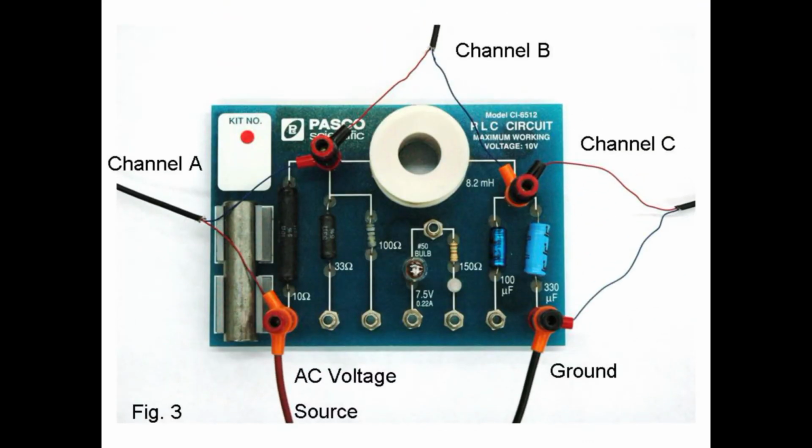Here is the basic circuit setup. The AC voltage source is applied across the base of the circuit. The voltage sensors to each of the 3 Science Workshop inputs monitor resistor, inductor, and capacitor voltages. It is important to place the red probe on the high voltage side of each element in order to keep the phases correct.